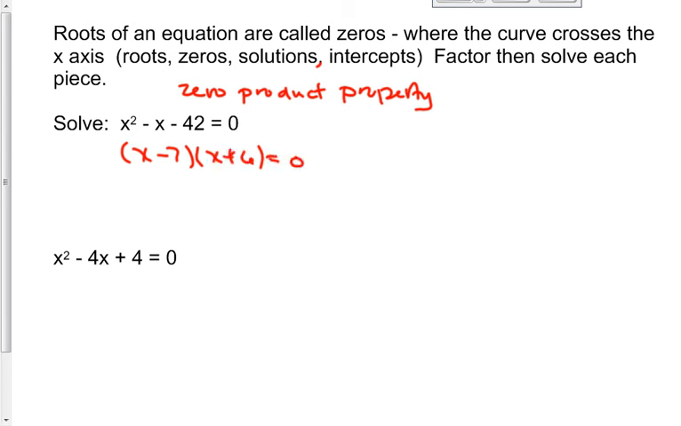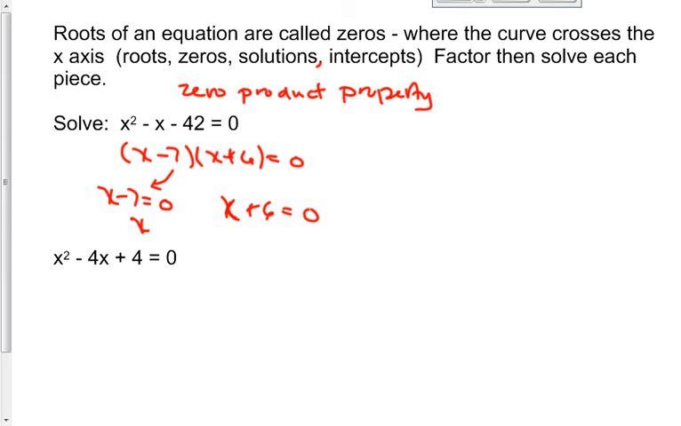So now here's where we solve each piece. Take each of these out, set them equal to 0. This is the zero product property. Take each product of x minus 7, x plus 6, take each of those products out, set them equal to 0. You don't need the parentheses on that actually, we'll just take those off. Take each of these products out, set them equal to 0, and solve. This is called the zero product property.